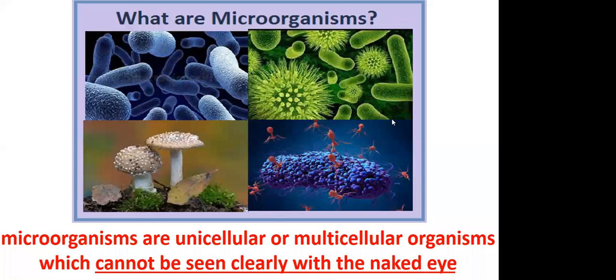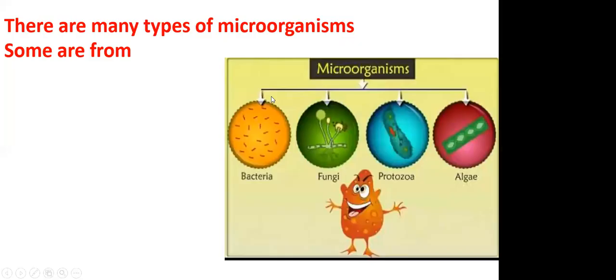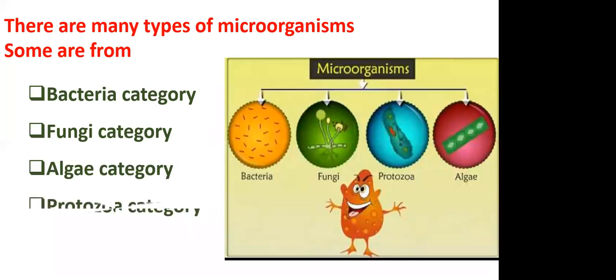Microscope. Very good. We have to use the microscope to see the microorganism. Later, we will show the picture of the microscope and the picture of the microorganism, all that we will study. Today I am giving a small introduction of microorganism. There are five main types of microorganism.